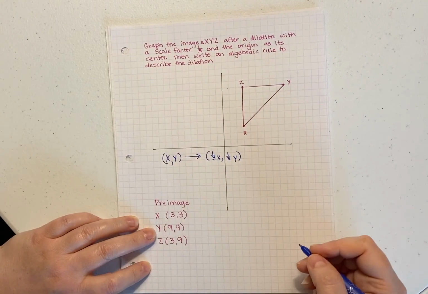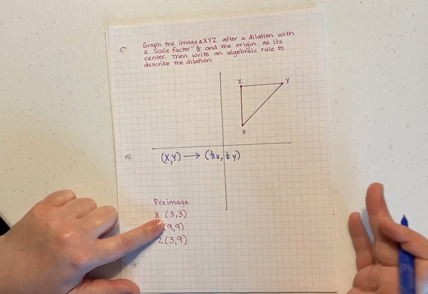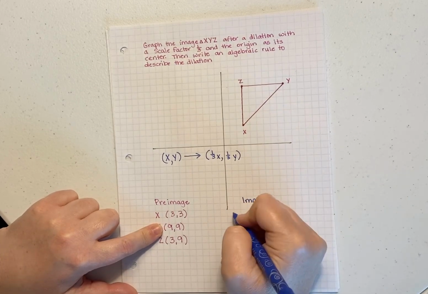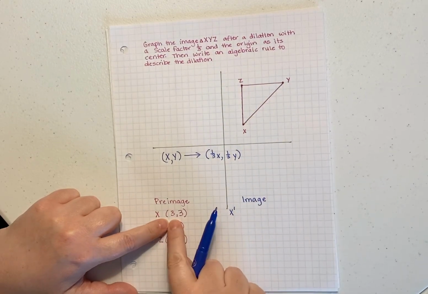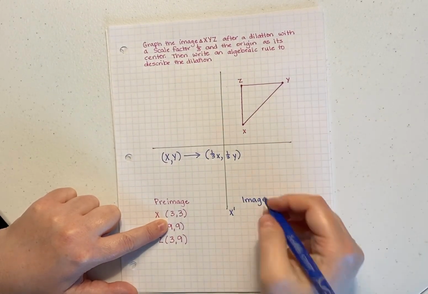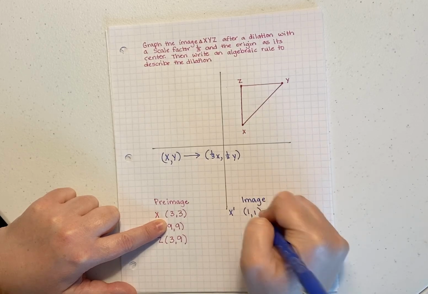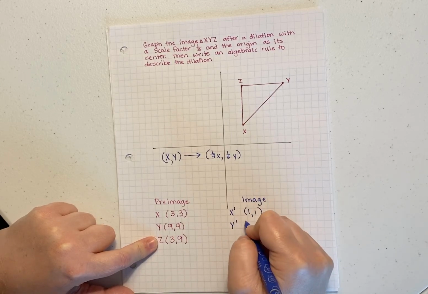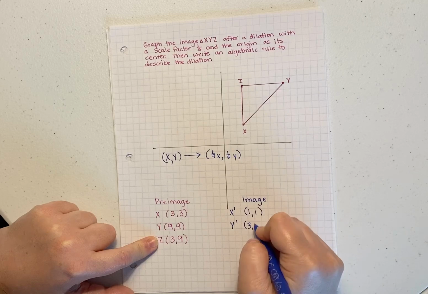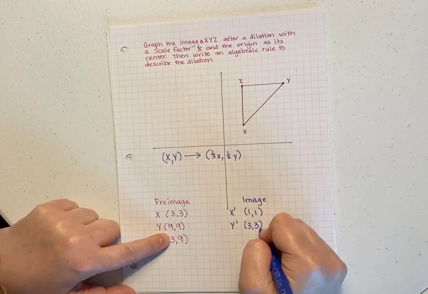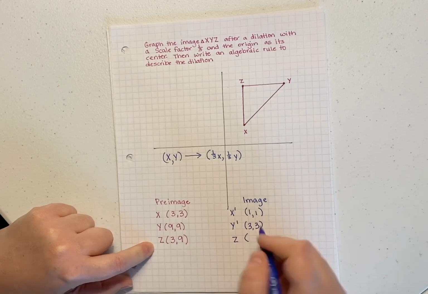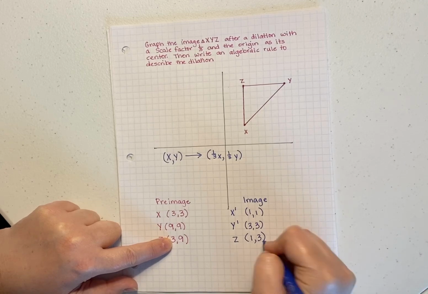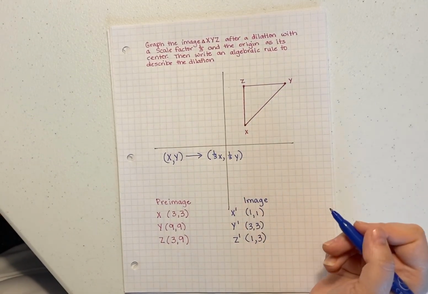So essentially what we're doing is dividing each of these numbers by 3, which is the same thing as multiplying by 1/3, right? So our image for our X prime is going to be 3 divided by 3, which is 1, 1, because I did it for the X and the Y, so they'll be the same. For the Y prime, I got to take 9 divided by 3, which is 3, and the same thing for the Y value, 3. And for the Z, I've got 3 divided by 3, which is 1, and 9 divided by 3, which is 3. And so here are my new coordinates for my dilation.